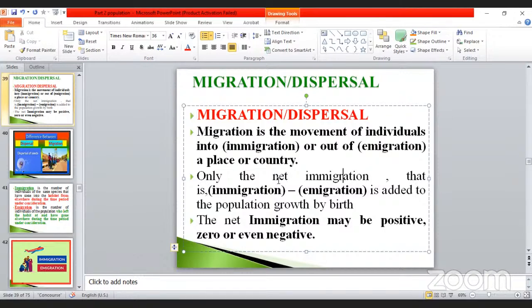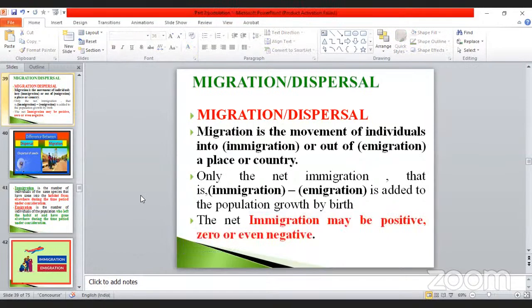One is the net immigration, that is immigration minus emigration, which is added to the population growth by birth. The net immigration may be positive or 0 or even negative. That is the result. Three things. Just take an example: in any one graph, there is a 0, on the left side there is a negative, and on the right side there is a positive.